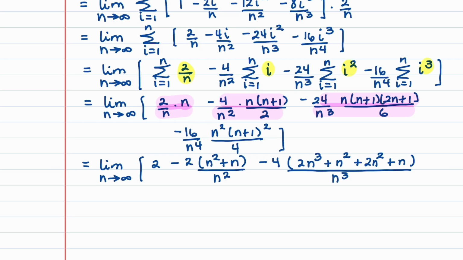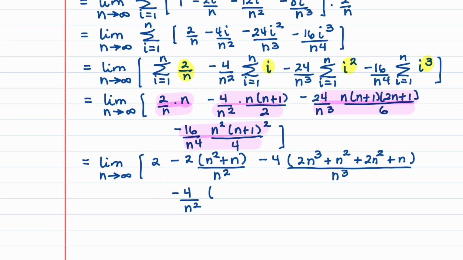And then we have one more term, and that's right here. This is minus 16 over 4, so this is minus 4. I'm going to divide the n squared on top into the n to the 4th on the bottom, so we just have an n squared on the bottom, and then we have to square n plus 1, so this is n squared plus 2n plus 1.